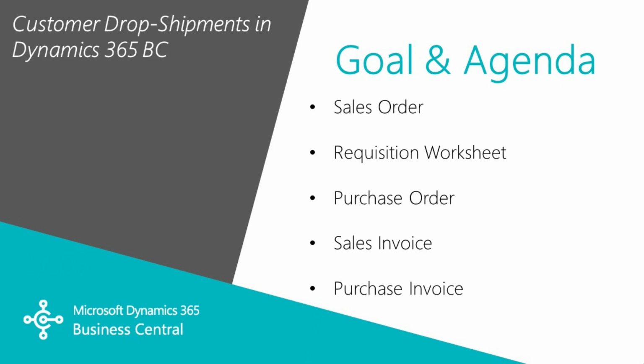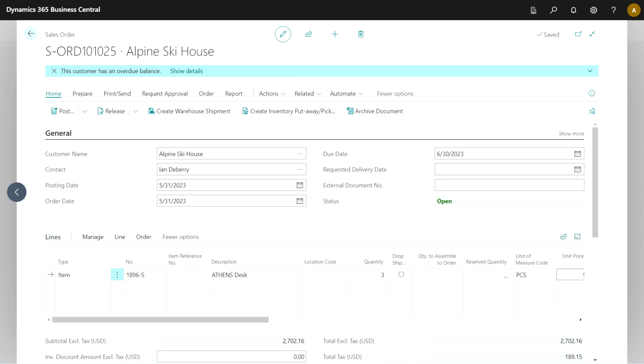So let's get started. Here's a sales order to my customer for this item. And what I want to do is indicate that this will be a drop shipment. So I'm going to check that mark right there. You may have to add this field to your system through personalization.